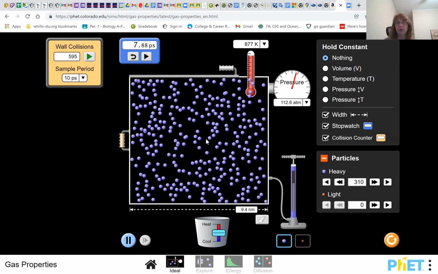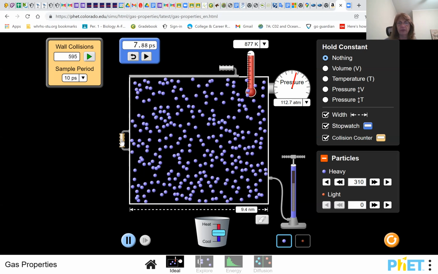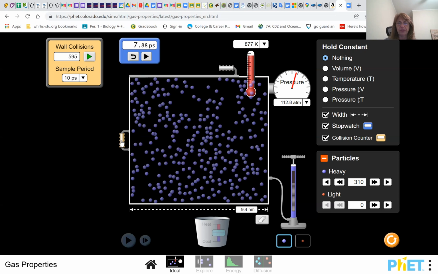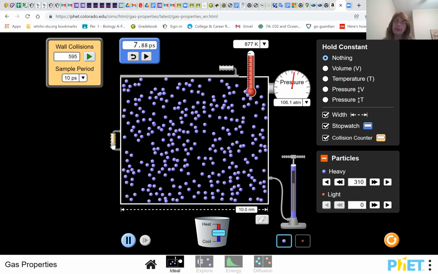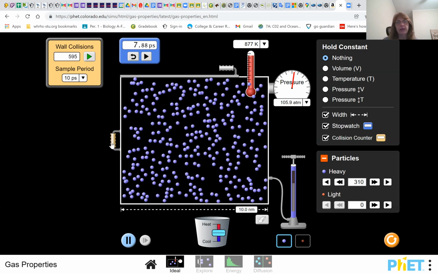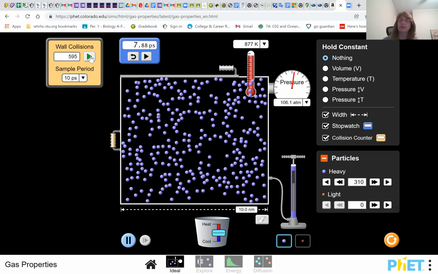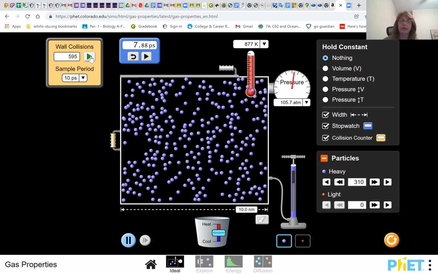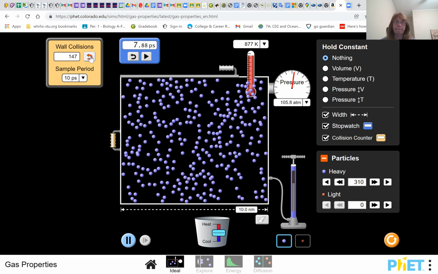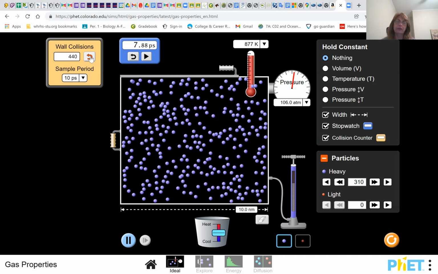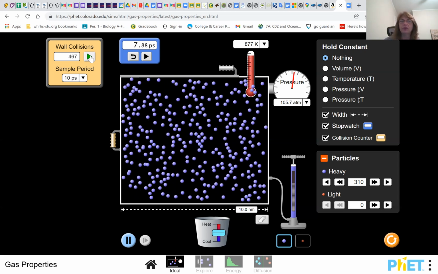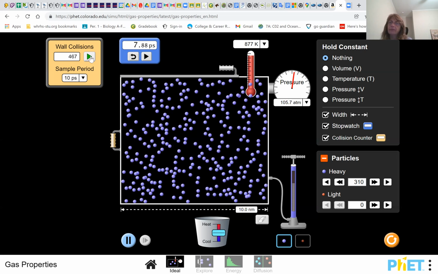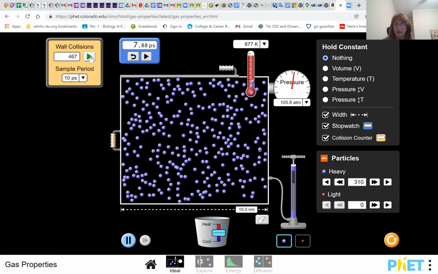So if you watch that pressure gauge, I'm going to increase the volume a little bit more, and it should come back down. Okay, so you can see it's dropped a bit. Now let's take a look at the number of collisions. Remember, we were at 595. By increasing the volume, we reduce that to 467. The pressure has also decreased.